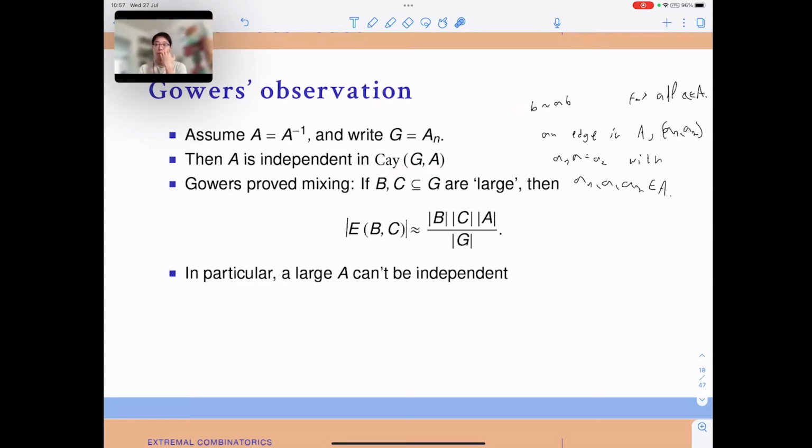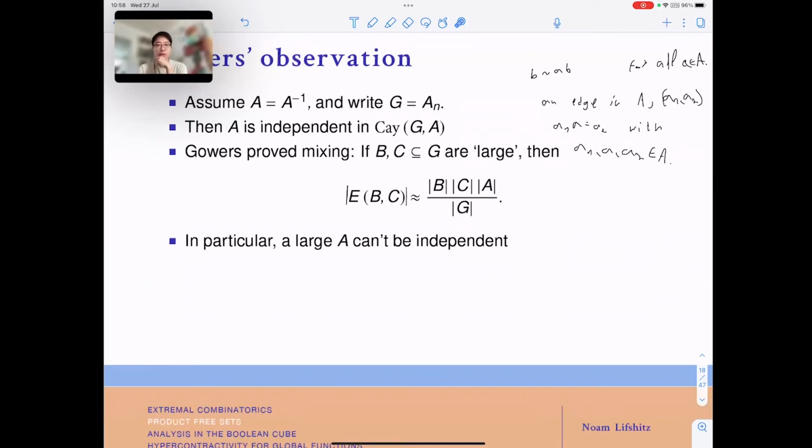If we have two large sets in our group, then the number of edges between B and C behaves the same as in a random graph of the same density. So the number of edges between B and C is like the product of the sizes of the sets divided by |G|.